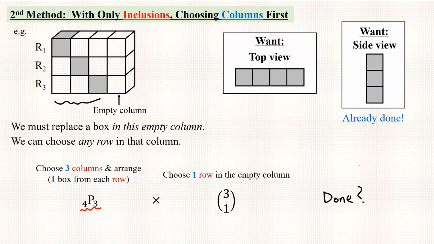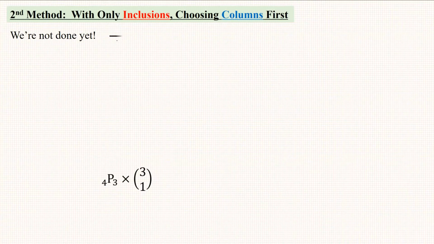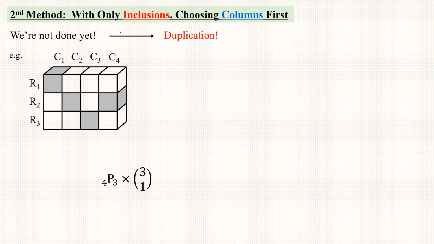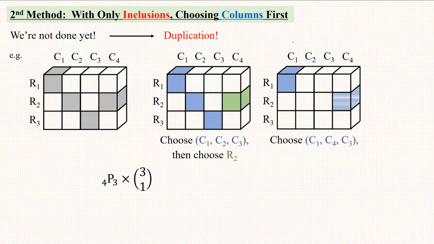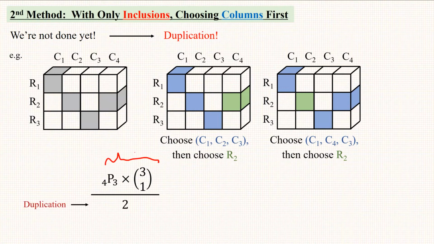So, are we done? Well, we are not done yet because of the matter of duplication. For example, consider this particular case. We can obtain this replacement in 2 ways. First, you can choose columns C1, C2, and C3 in the first step, and then choose the row R2 in the remaining empty column C4, or you can choose columns C1, C4, and C3 in the first step, and then choose the row R2 in the remaining empty column C2, which will obtain exactly the same result. Therefore, from here, we must divide this entire thing by 2.